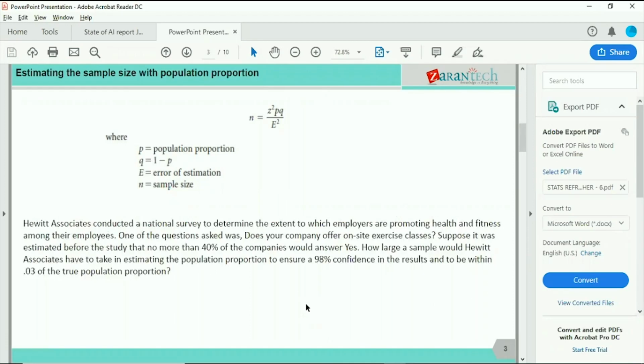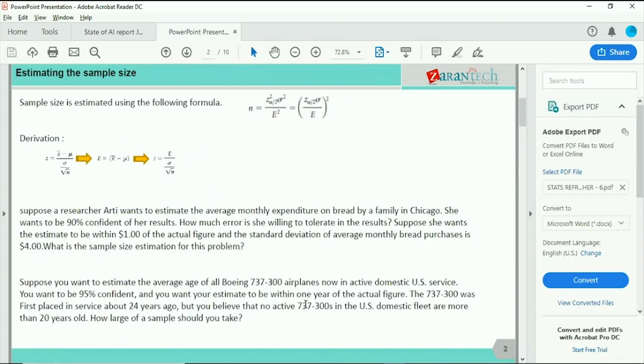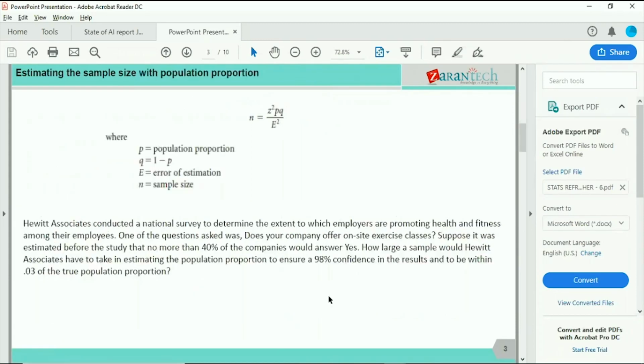Okay, so let's find out the differences then. Here, it was given, 24 years and 20 years, or somebody said explicitly the standard deviation is $4, right? Now, in this case, somebody has not done that. There is no difference of two things, or do we have? It says, suppose it was estimated before the study that no more than 40% of the companies would answer yes.